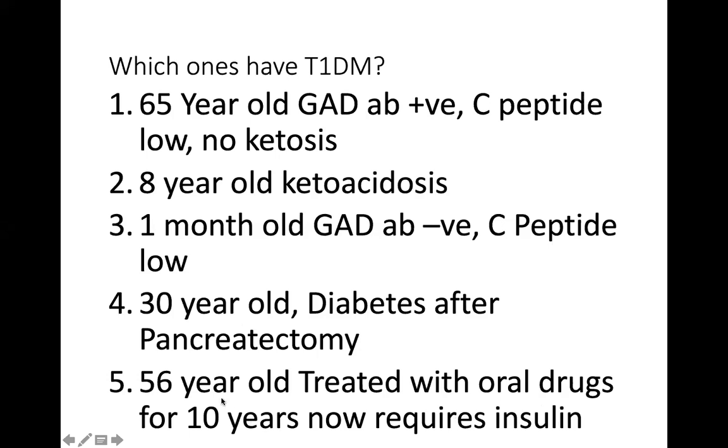No, this person had type 2 diabetes because this person was clearly surviving on oral drugs for 10 years, and now has developed insulinopenia. So actually, if you measure C-peptide in this patient, it will be low, and insulin is now required for control. So this is type 2 diabetes that is now not responding to oral therapy because of insulinopenia.